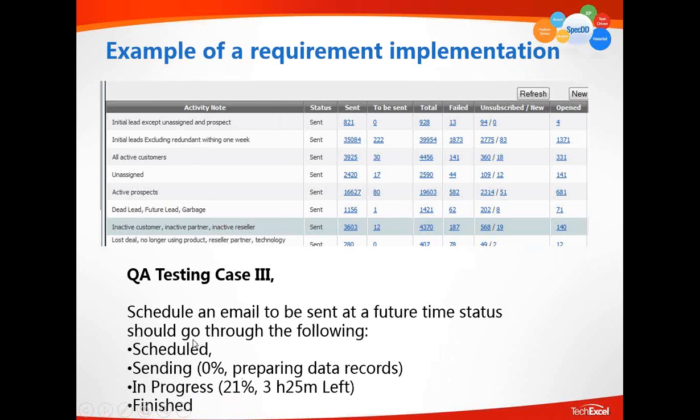as a matter of fact, I'll just jump to test case 3. When you schedule an email to be sent at a future time, today is Wednesday, I want to send an email tomorrow morning, then the status should show as scheduled, to be sent tomorrow. And then by tomorrow morning, 9 a.m., when it's sending, then it should be sending, then in progress and finished.